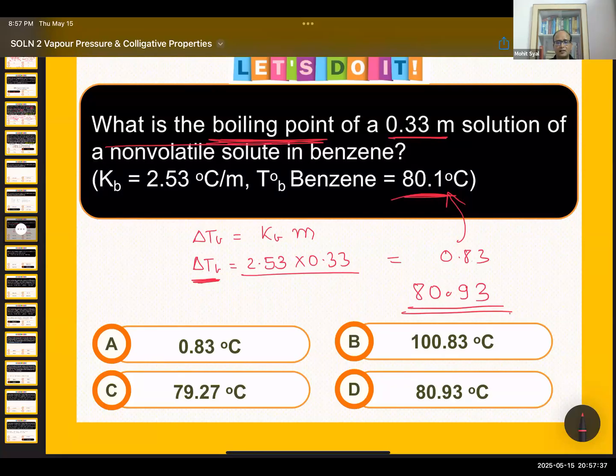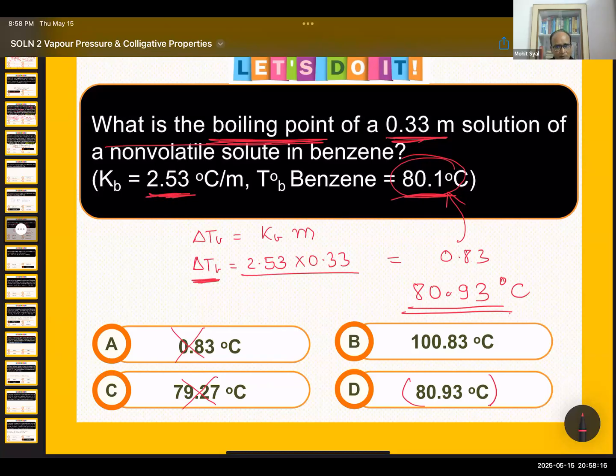Is it clear? If you want to save some time, this is very easy. The boiling point will be greater than 80, so you can rule out these two options. Because you have added a non-volatile solute, the boiling point will be higher, and because you have added a very low concentration, 0.33 molal. For one molal, the boiling point elevation is 2.53.